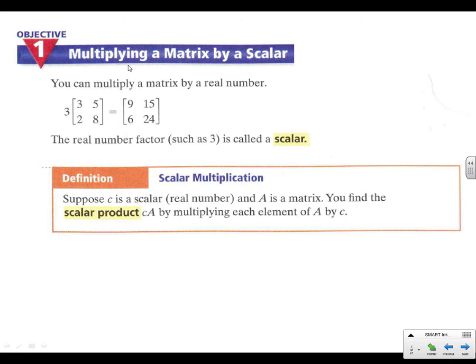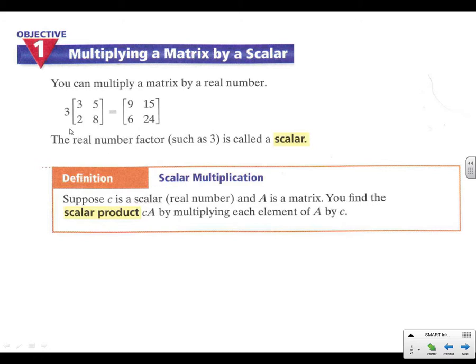Alright, so let's introduce what we mean by scalar. If we're taking a matrix and multiplying the whole thing by just one constant number, that number is called a scalar. Okay? So a scalar is just a regular real number that's a factor of our matrix. So if we're going to multiply by the scalar, we have a scalar product. We're doing scalar multiplication. Alright?